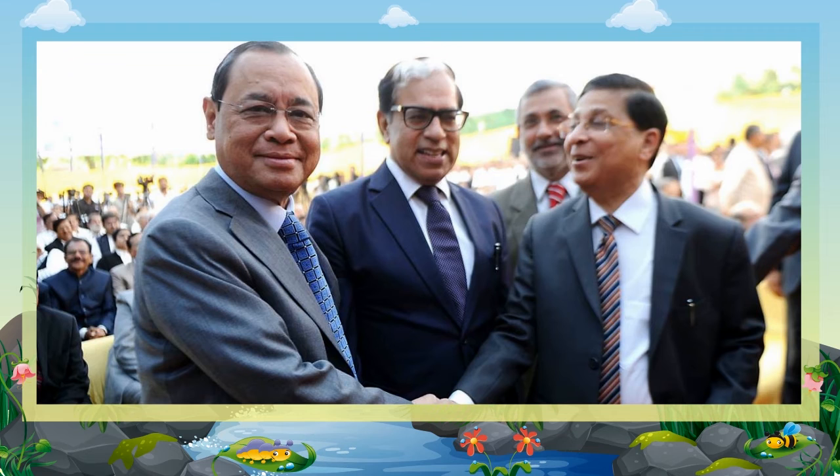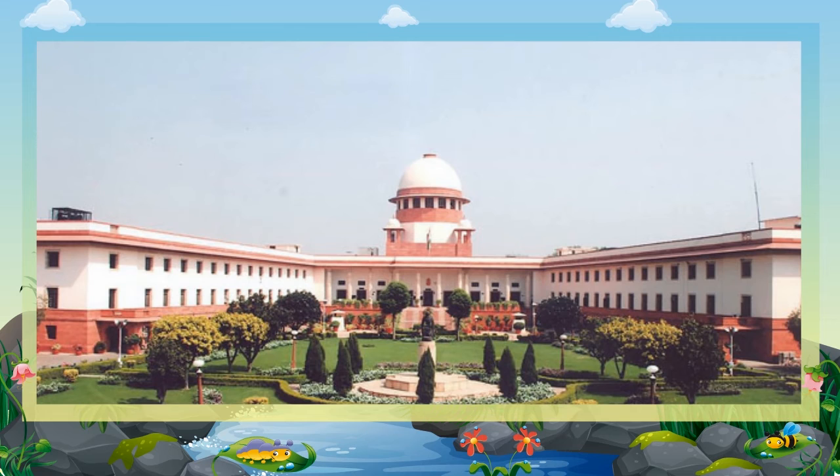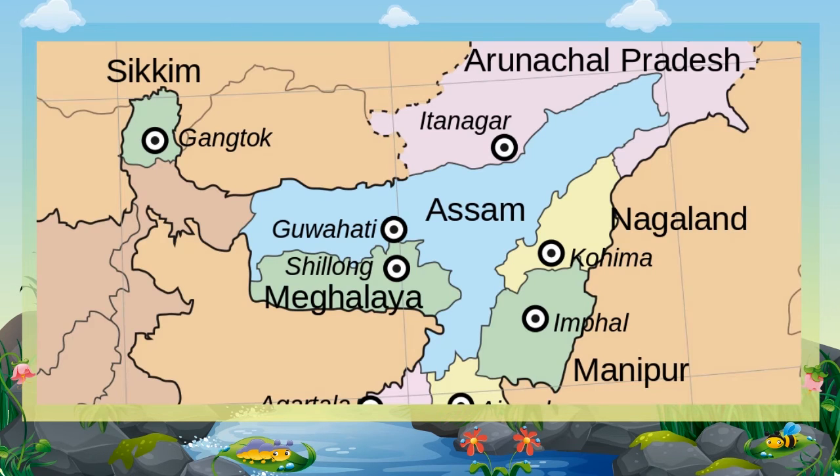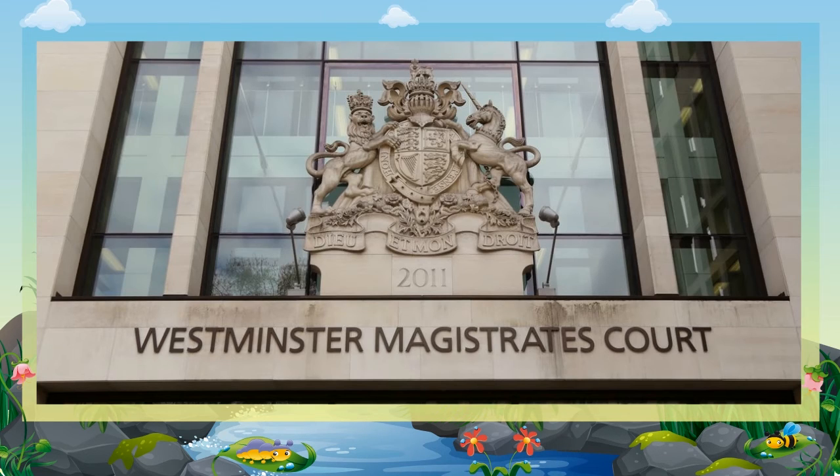The High Court considers the appeals filed against the decision of lower courts and gives its decision. The High Court supervises the work of the lower courts and gives them directions. The lower courts. Every state in India is divided into districts and tehsils. Every district has a district judge. It is the highest court of the district. Under the district court, there are magistrates. There are magistrates of first, second and third class.